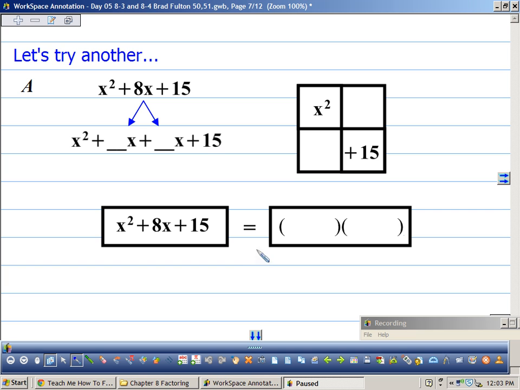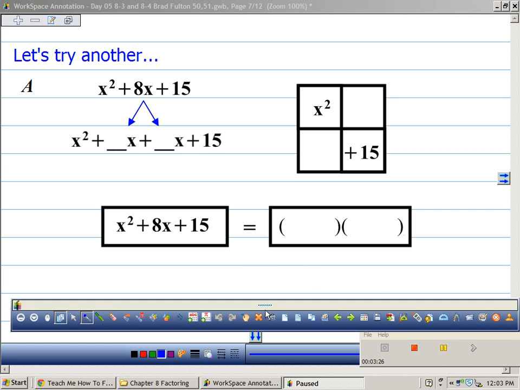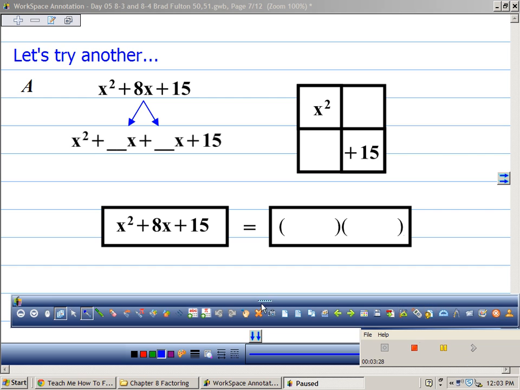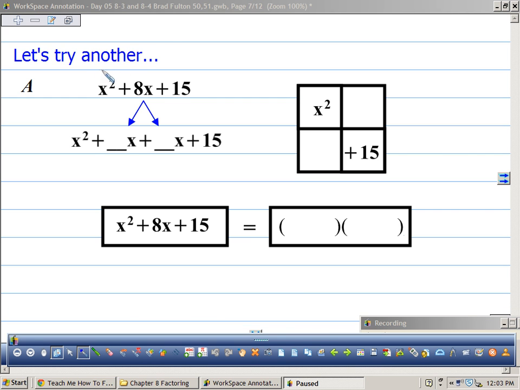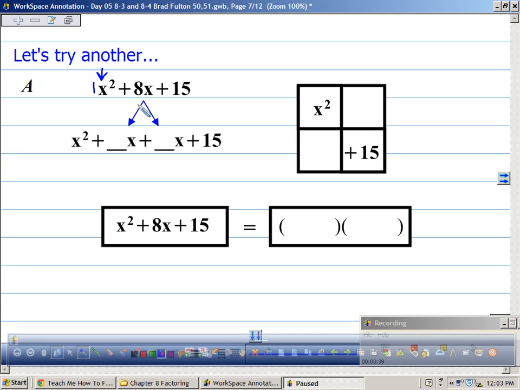Okay, so let's look at another one. Take a second to look at this. Okay, so this one's a little bit easier because we don't have a leading coefficient greater than 1, right? There's only a 1 in front of there. So that's not going to affect us factoring 8x. So how could we factor 8x so that these two terms add up to 8x but multiply and get 15?